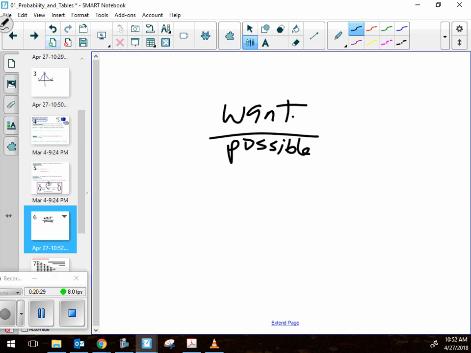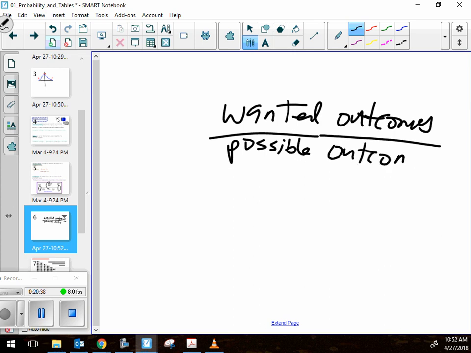And these are wanted outcomes, things you wanted to happen, over possible outcomes, things that could happen. On dice, there are 36 possible outcomes. If you really want the 7 to come up, there are 6 wanted outcomes over 36 possible outcomes. So it's wanted over possible. Okay, what you want over what's possible.